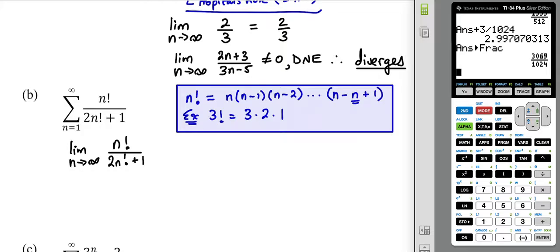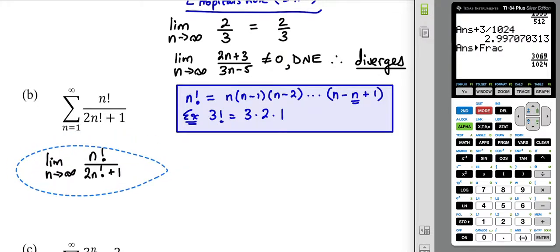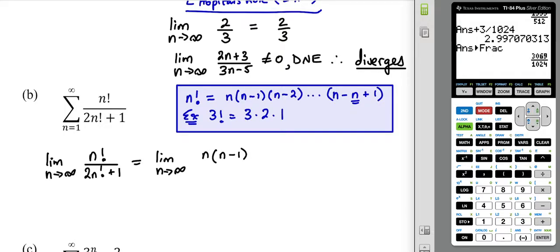All right, so let's expand a little bit and see what's going on here. This would be the same as saying the limit as n approaches infinity of n times n minus 1 times n minus 2 and so on, dot dot dot, over 2n times n minus 1 times n minus 2 dot dot dot, and then at the end of the line here, you'd have a plus 1.